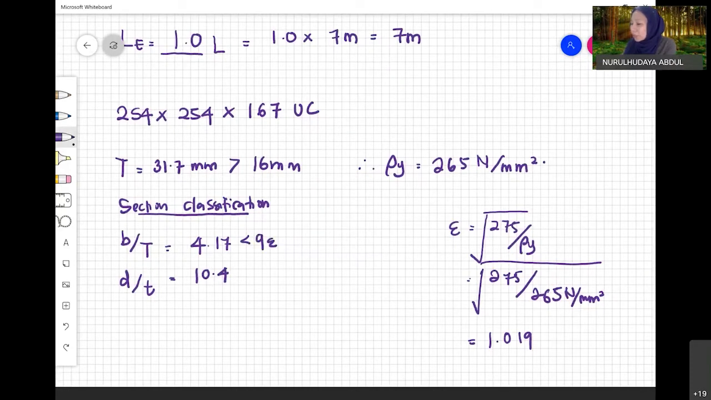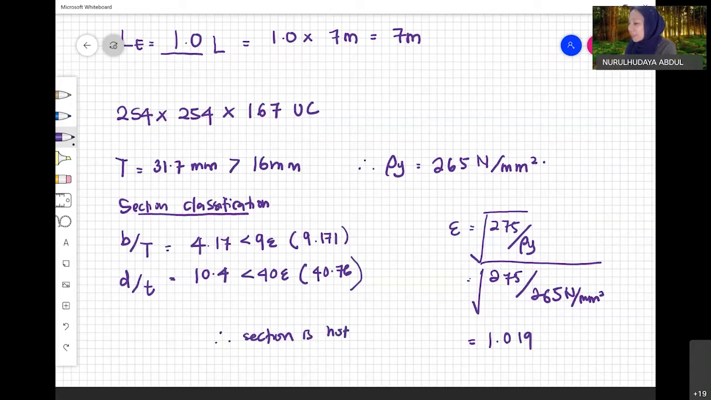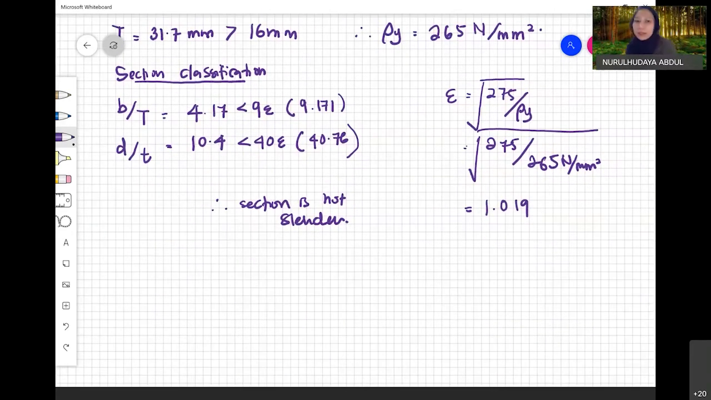9 constant and it's also less than 40 constant. 9 constant is 9.17, 40 constant is 40.76. Okay, darab je dengan this 1.019 constant. Therefore, section is not slender. Kita dah done with the section classification. Kita nak kira dia punya PC.